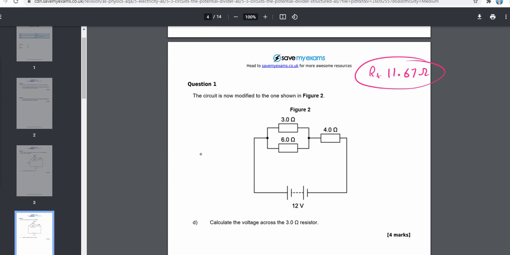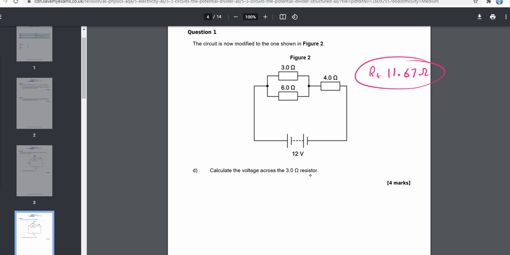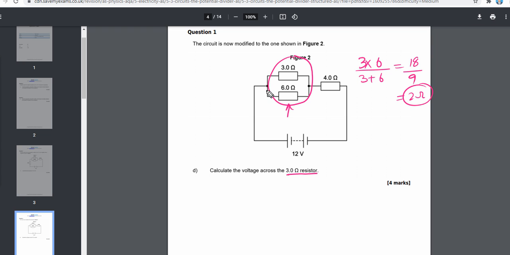So the next part is part D. It says calculate the voltage across the 3 ohm resistor. Now it's a modified circuit, so I don't need that value. So I have to find out the voltage across this resistor. First of all, I'll find out the equivalent resistance of this pair. For that purpose, I'll multiply them and divide by their sum. So it will be 18 over 9, that will be equal to 2 ohm. So the equivalent resistance of these two resistors will be 2 ohms.